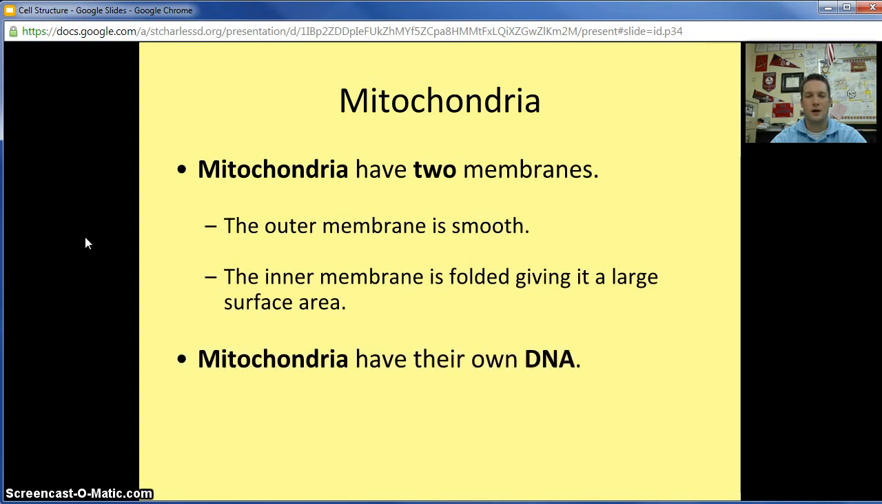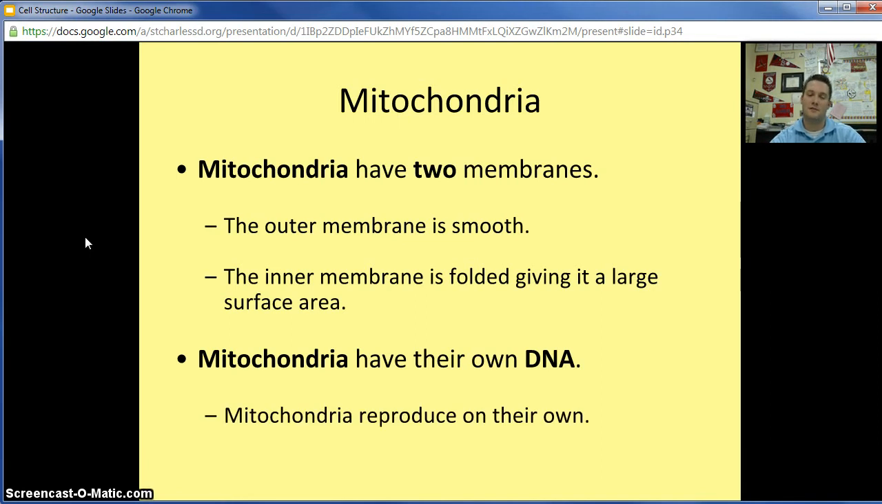Another cool thing about mitochondria is that they have their own DNA that's totally separate from the rest of the DNA in the nucleus, and this only gets passed down from mother to child. So your mitochondrial DNA is pretty much the same as your mom and your maternal grandmother and her mother and her mother and her mother back a long way. So it's one way that you can actually track your maternal lineage is through your mitochondrial DNA.